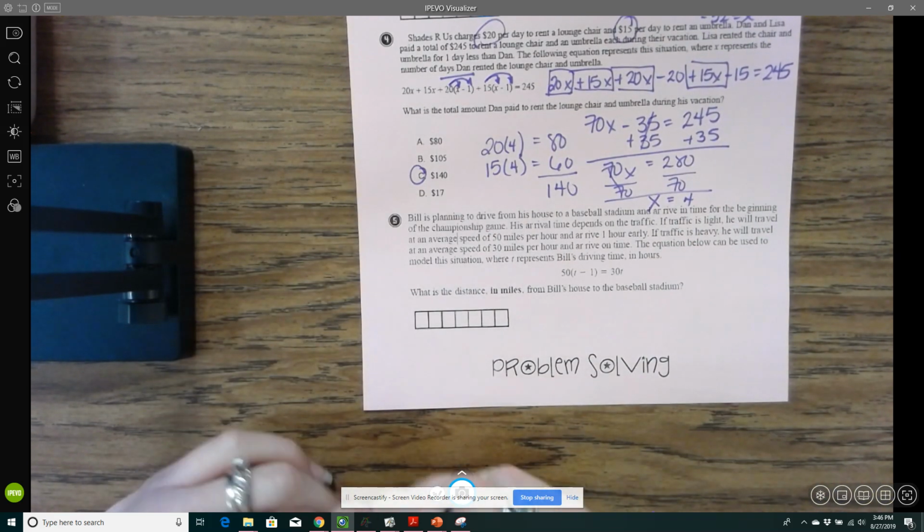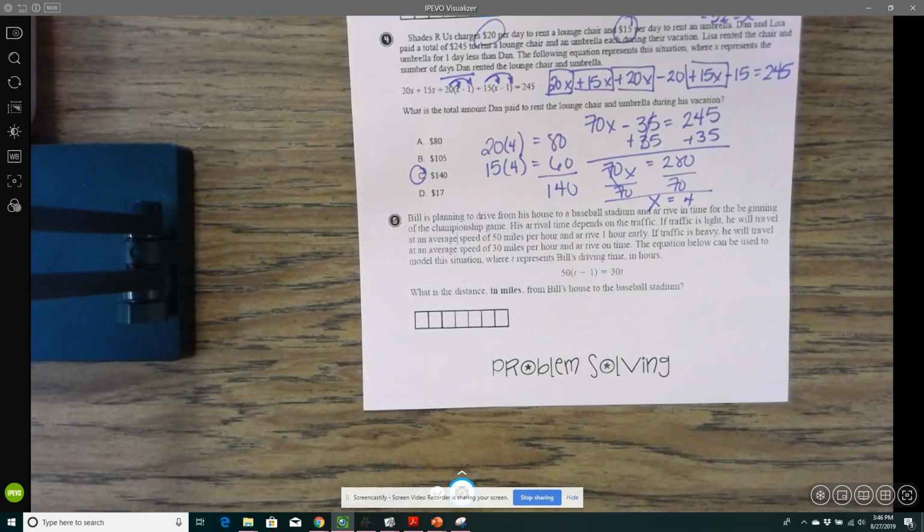Bill is planning to drive from his house to a baseball stadium and arrive in time for the beginning of the championship game. His arrival time depends on the traffic. If traffic is light, he will travel at an average speed of 50 miles per hour and arrive 1 hour early. If the traffic is heavy, he will travel at an average speed of 30 miles per hour and arrive on time. The equation below can be used to model this situation where T represents Bill's driving time in hours. What is the distance in miles from Bill's home to the baseball stadium?